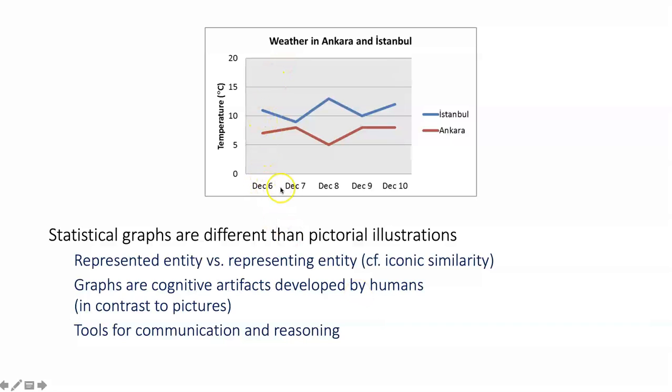Consider this one. There are 1, 2, 3, 4, 5 days, December 6, 7, 8, 9, 10, and temperature in degrees 5, 10, 15, 20. If I ask you to read this graph, you would say that the temperature was about, let's say, 11 degrees on December 6, then it decreased to 9 maybe. The next day it increased to 8, and so on and so forth. And this is the story for Ankara too.